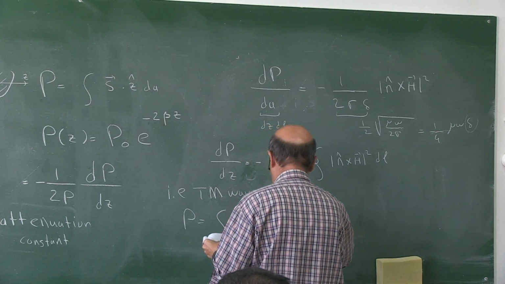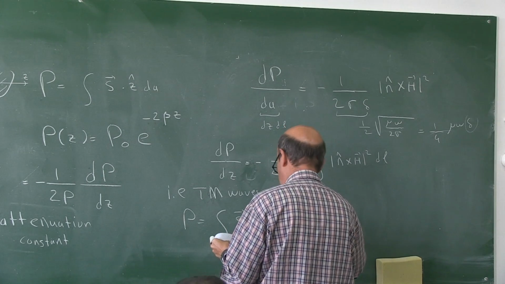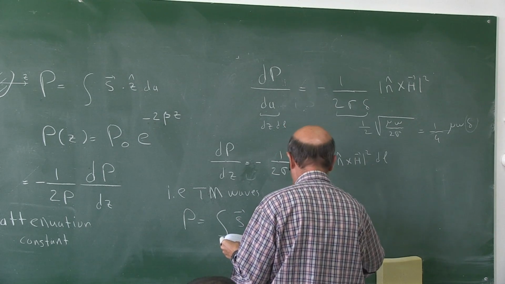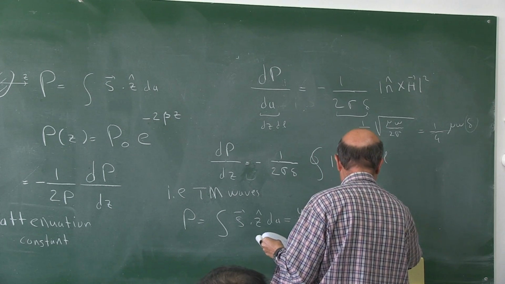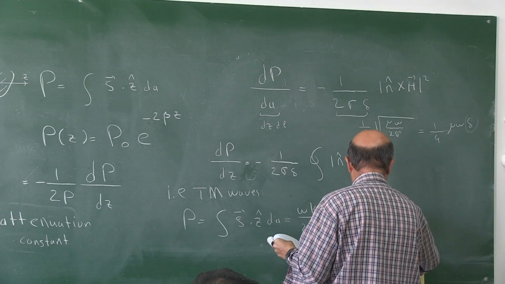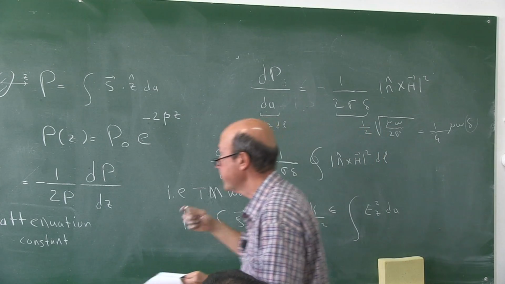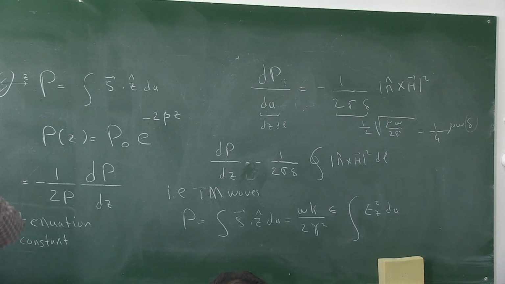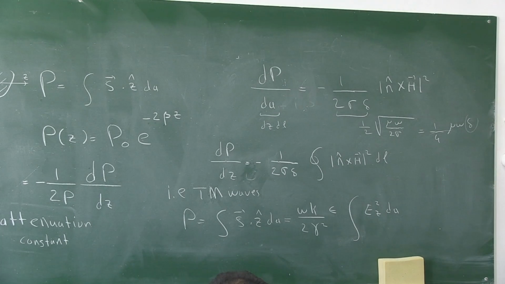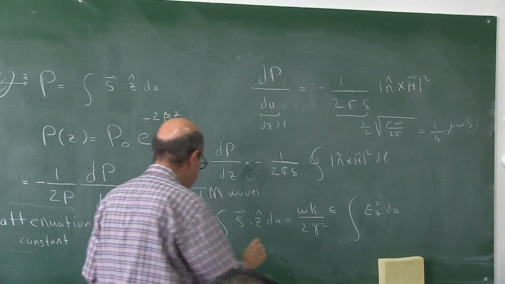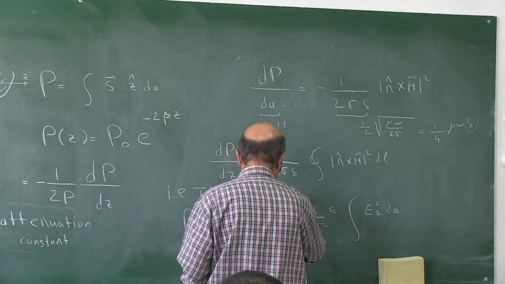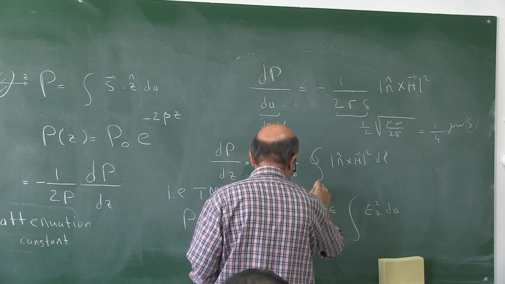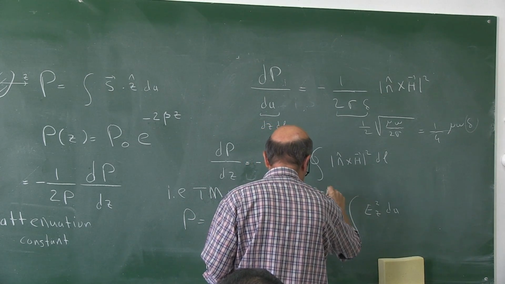That was equal to omega k over 2 gamma squared epsilon times Ez squared, evaluated through the cross-sectional area. So this was for TM waves. What was the property of the TM waves? The Bz component is 0, but Ez is not equal to 0.